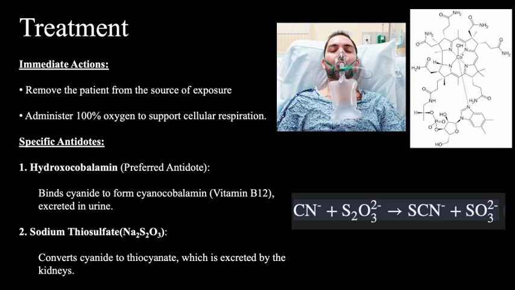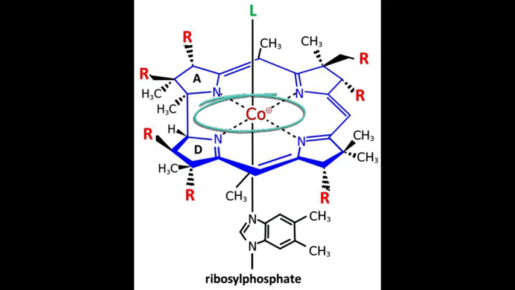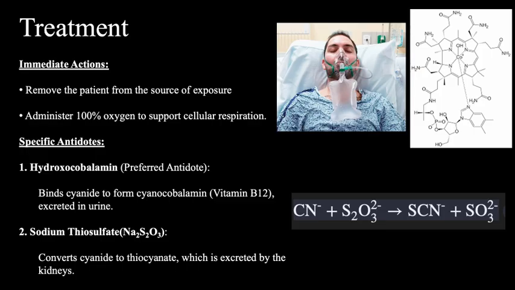First, the preferred antidote, hydroxycobalamin. Cyanide ion will bind with the cobalt core of cyanocobalamin, or vitamin B12, in this antidote, instead of binding with the iron core of cytochrome complex oxidase. So, this reaction will immediately decrease the cyanide concentration in human blood, and the cobalt core bound with cyanide will be excreted through urine.